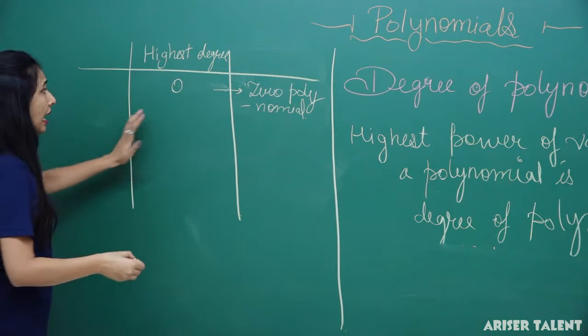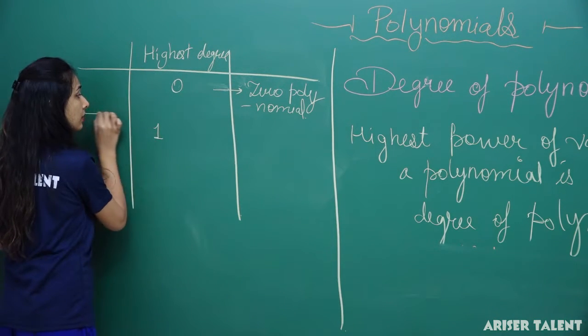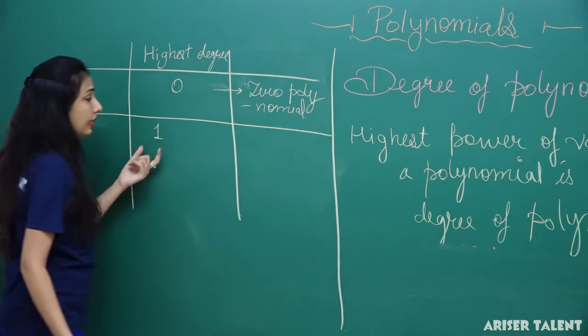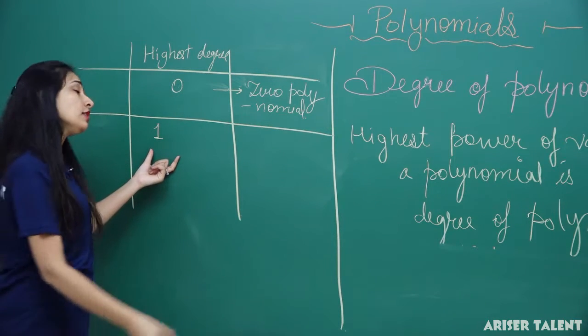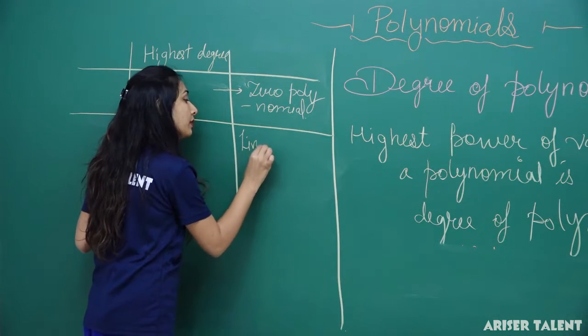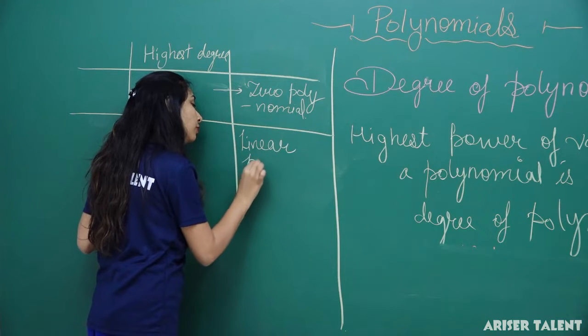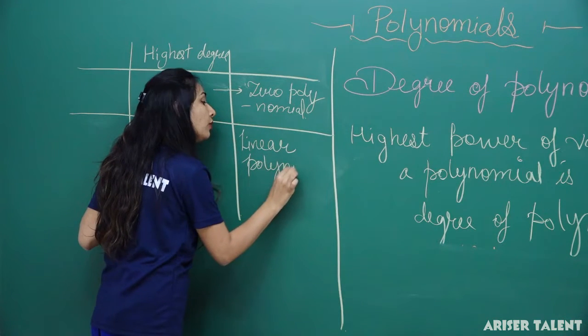If I have the highest degree as 1, then it will be known as linear polynomial. What polynomial, students? Linear polynomial.